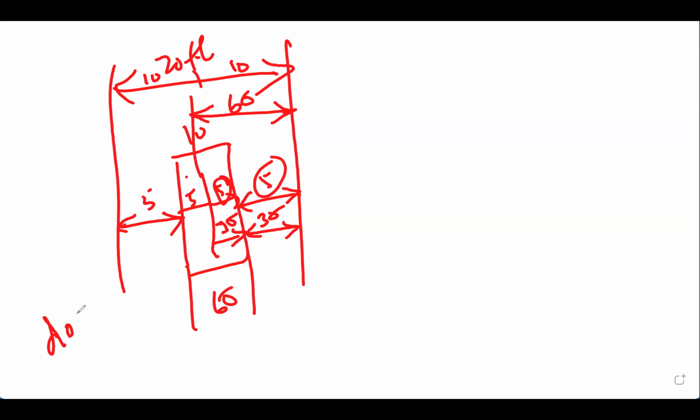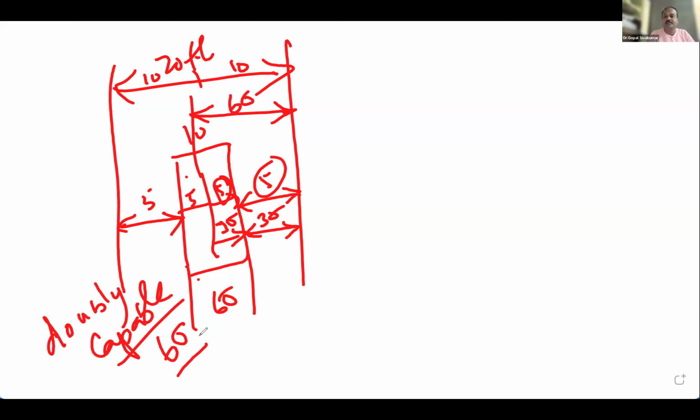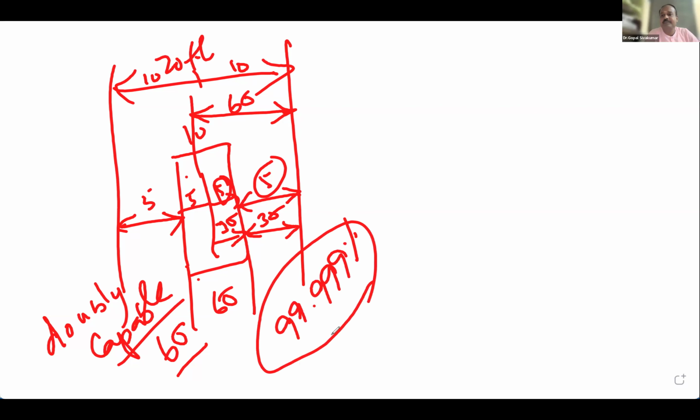Now your process is doubly capable. Otherwise, your process is a 6 sigma process. And now, what is the chance that some accident can happen if your car is half the size of the road? Very, very less chance. Am I right? 99.999% of the time, you will be riding the car in a safe manner. All right. This is 6 sigma capability.